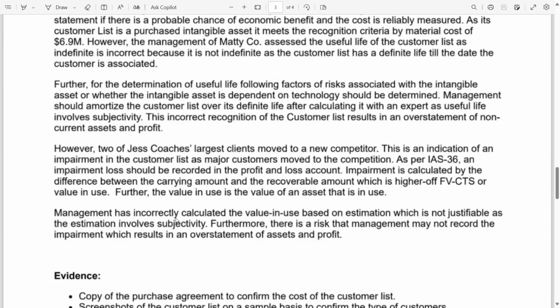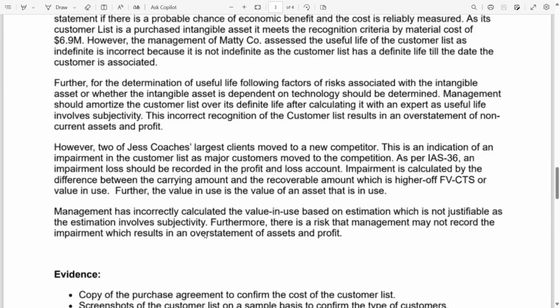Management has incorrectly calculated the value in use based on estimation, which is not justifiable as the estimate involves subjectivity, complexity, and judgments. Furthermore, there is a risk that management may not record the impairment, which results in an overstatement of assets and profit. We all know estimation is an inherent risk, meaning the nature of an estimation increases the risk from the start.